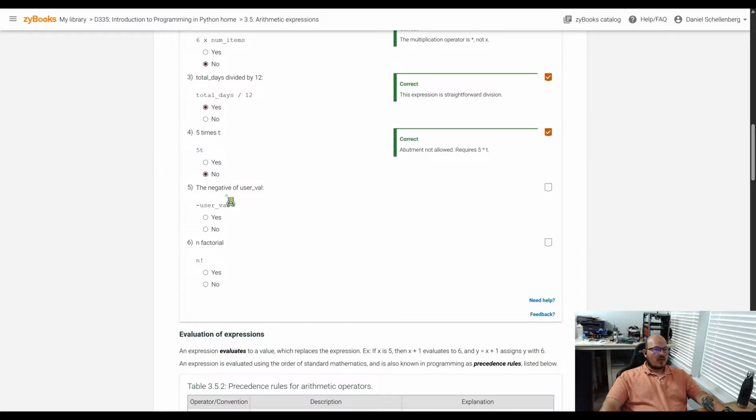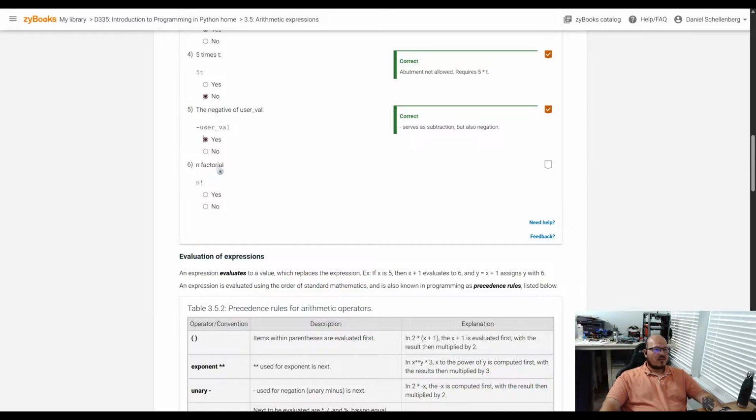The negative of user val. That's a great question. I've never seen a negative and then a variable name. So I want to say that this is not valid, but it is. See, I'm always wrong when I think it's not. It serves as subtraction. Okay, because it's not thinking of it as a negative, it's thinking of it as a subtraction. So it can see it as either a subtraction or a negation, so it could work both ways.